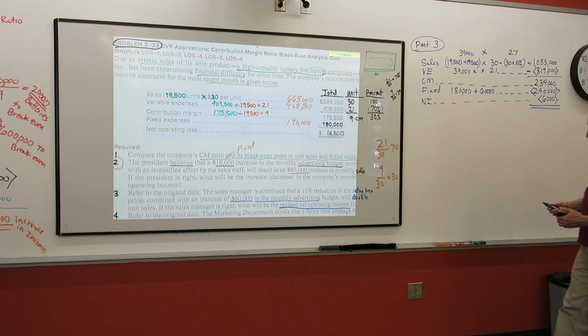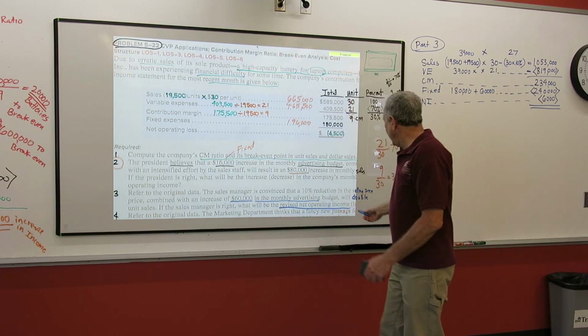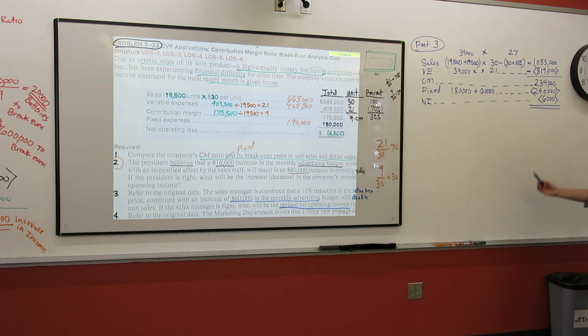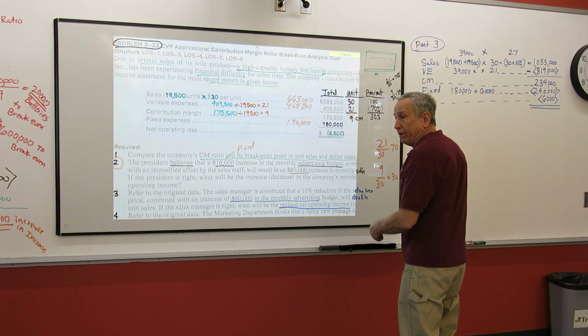So, on part 3, they ask, what will be the revised net operating income? That is part 3 right there, $6,000. Should we do it? I know I'm stepping out of the view camera, but you know where I'm going. I'm not disappearing over there.